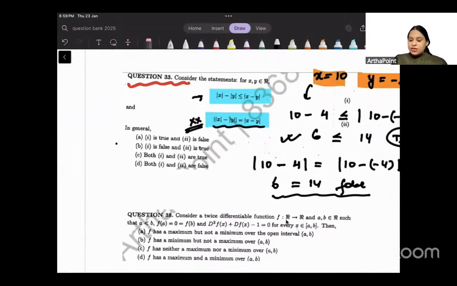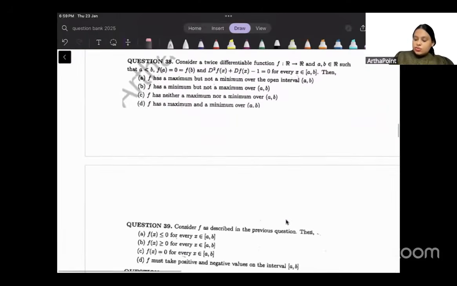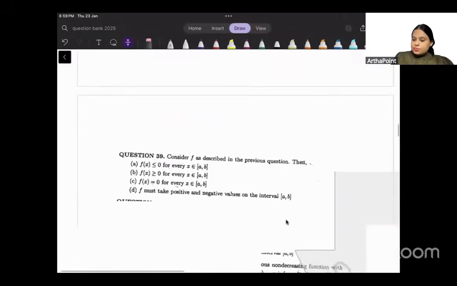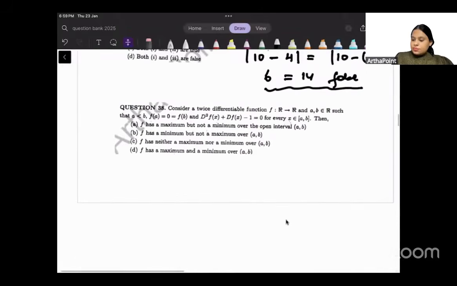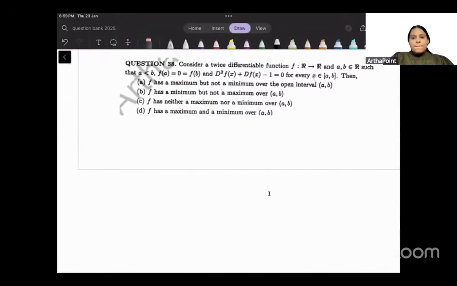So answer will be A. Answer will be A, that statement A is true and statement B is false. So yes, all of you have answered that correctly. Okay, come to question number 38. Try to do this one. Give this one a try.